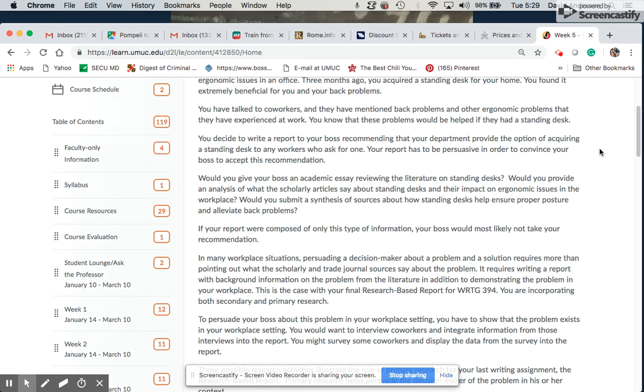So that's what primary research does. It allows you to support academic research in a real and tangible way, so that the request you are making in your research-based report is authenticated with a real-world example of what the scholarly research points to.